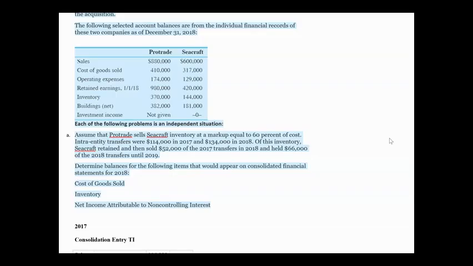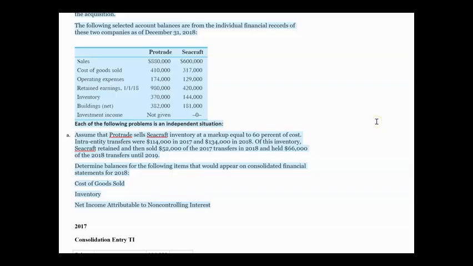This transferred amount is the actual selling price, or revenue, for the parent company, and also the purchase price for the subsidiary. Of this inventory, Seacraft sold 52,000 of the 2017 transfer in 2018 and held 66,000 of the 2018 transfer until 2019. So every year some inventory is not sold and is held to the following year. Then determine balances for the following items that would appear on the consolidated financial statements for 2018.